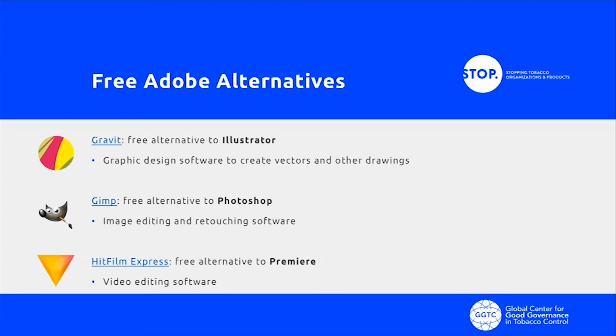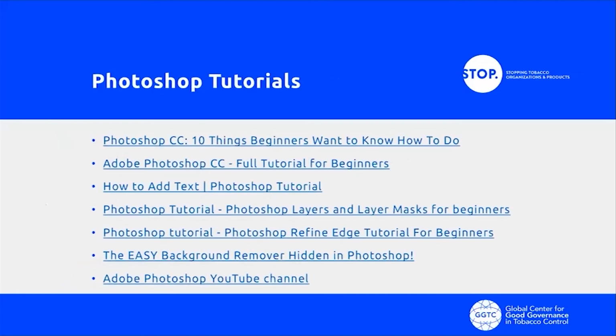Photoshop is where you do image editing, you do lots of retouching, maybe you need to remove a background from a photo, and so you can use GIMP in the same way. And Premiere is Adobe's video editing software, very robust, and you can get similar functionality from HitFilm Express. And then finally, if you do have Adobe Creative Cloud available to you and you want to use it, awesome.